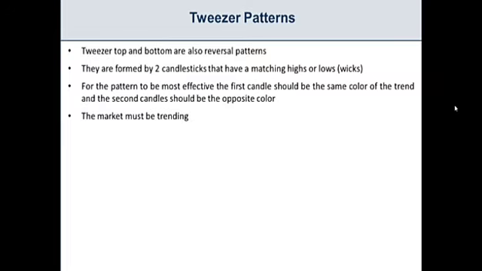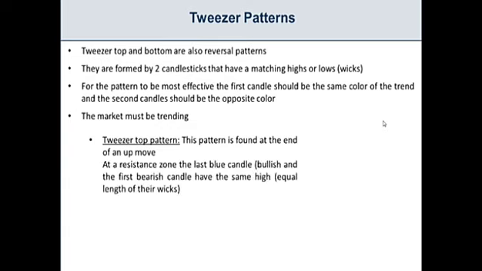Now let's go to the tweezer top pattern. As we said before, this pattern is found at the end of an up move. At a resistance zone, the last blue candle, or bullish, and the first bearish candle have the same high, equal length of their wicks. Now let's go through an example of a tweezer top pattern. This pattern is found at the end of an up move, as you can see here. The first candle of the pattern is a bullish candle, and the second candle of the pattern is a bearish candle, denoting the reversal, and both candles have the same high or the same wick length.